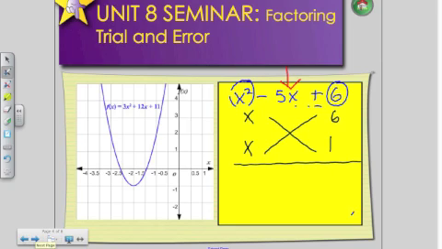Okay, if I cross multiply now, 6 times x is 6x, 1 times x is 1x. Step 3, I want to play with the signs in front of the numbers in order to get my middle term, negative 5x. Can I play with 6 and 1 in order to get negative 5x?